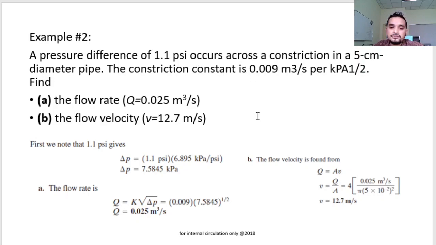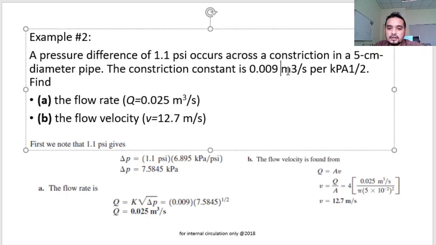The value of K is 0.009 meter cube per second per kPa. Don't worry too much about the unit, but what is most important here is 0.09. What you need to determine is the flow rate and the flow velocity. The question is flow rate and flow velocity.